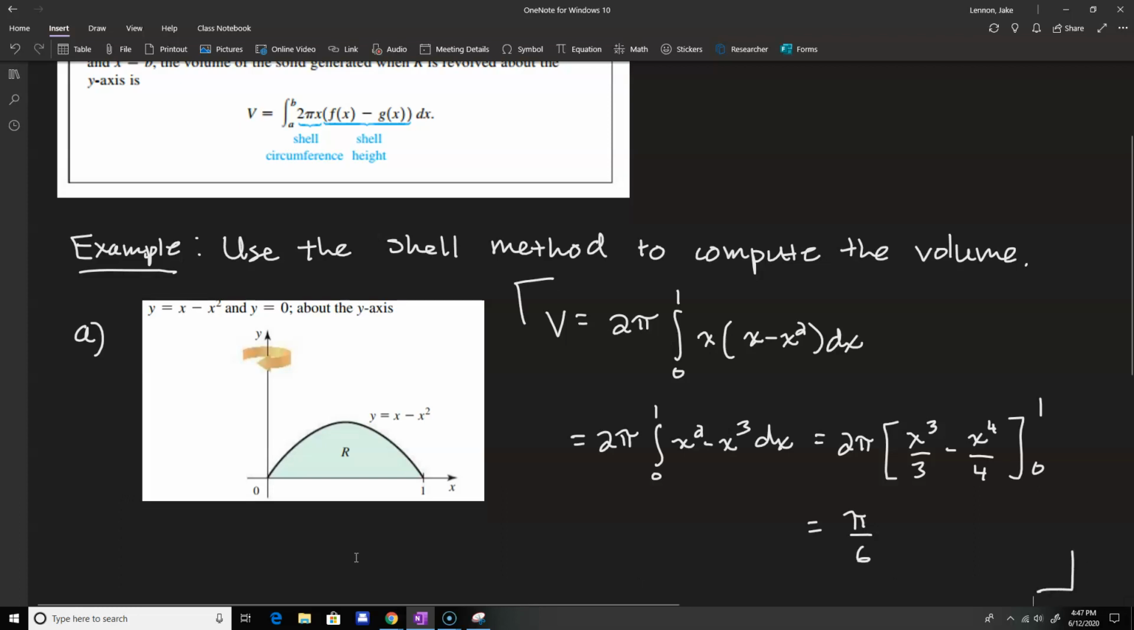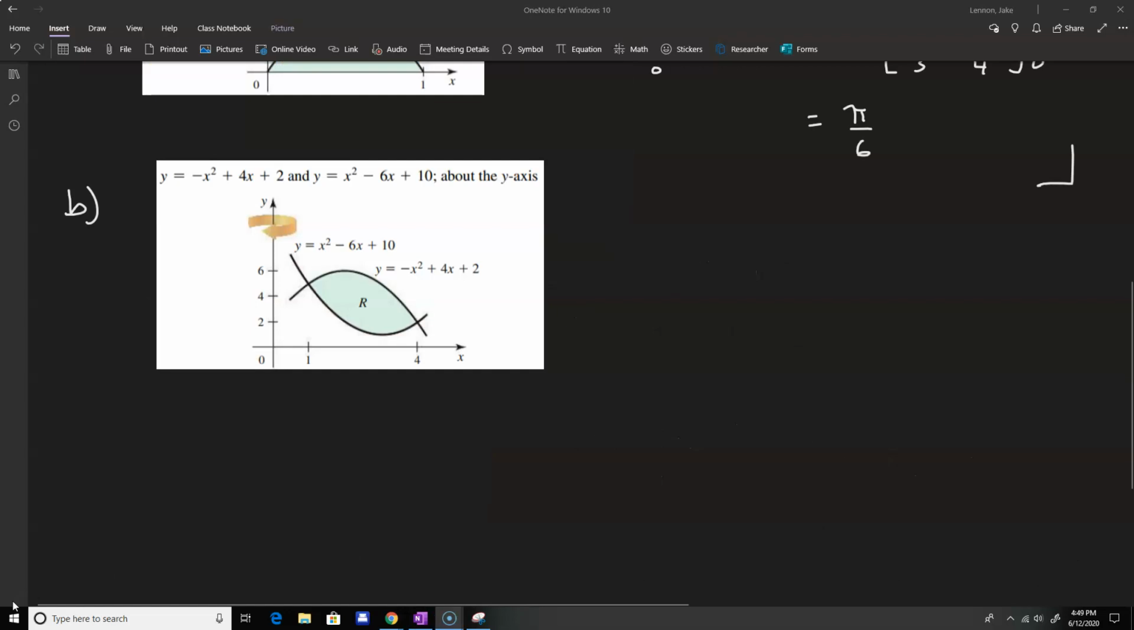So let's go ahead and move on to another. For the second example, we have two curves now, and clearly the parabola opening downward is on top, so that's going to be negative x squared plus 4x plus 2. And the parabola opening upward is on bottom. The curves are intersecting at 1 and 4, so we just go there.